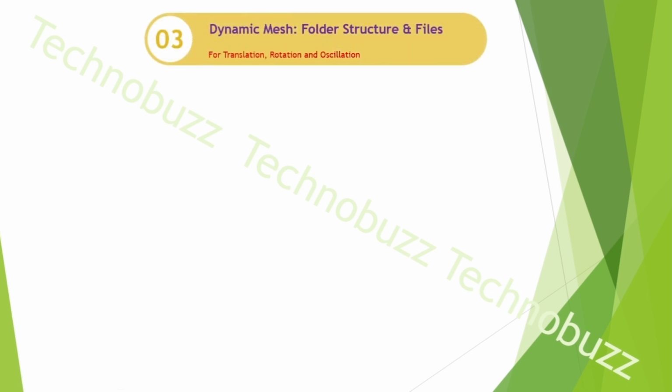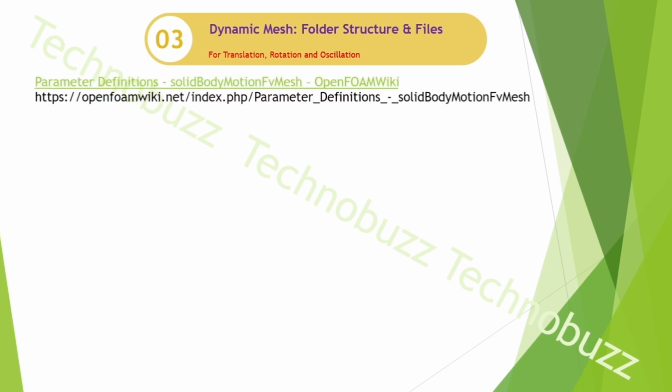Now let us briefly explore the dynamic mesh options. The parametric definitions for solid body motion are listed in this link. However, the code block for 6 degrees of freedom motion given at the link will not work in OpenFOAM 12. For this, one may have to check the tutorial case which I considered for this case.